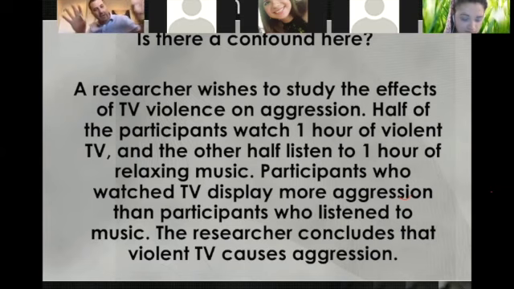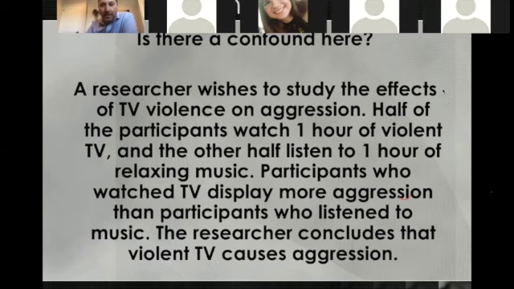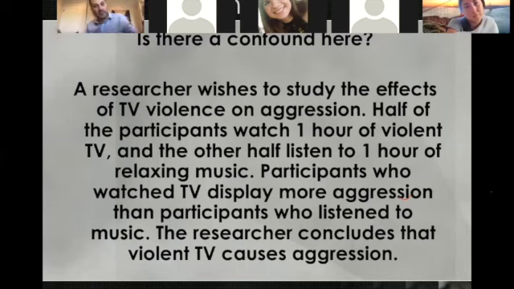Did our groups differ on any other variable as well? Well, it should be fairly obvious to people that they did, because one group of people listened to relaxing music and the other group didn't. So now our two groups differ in two ways: in terms of whether they watched violent TV, and in terms of whether they listened to relaxing music.